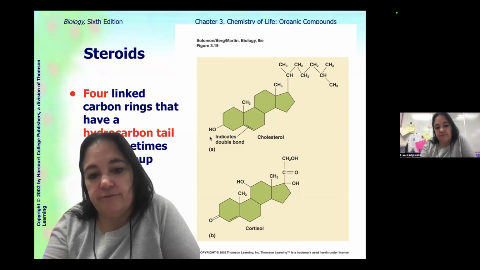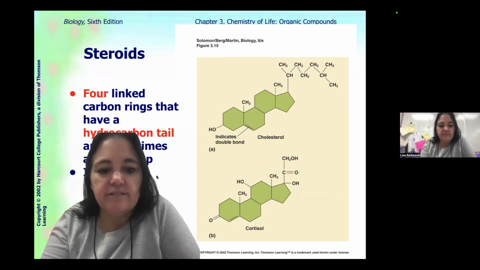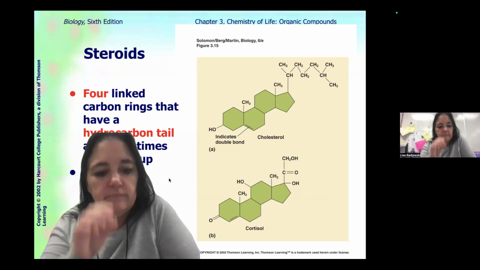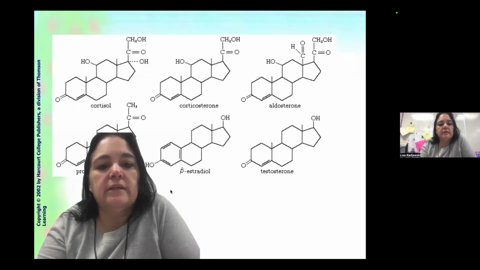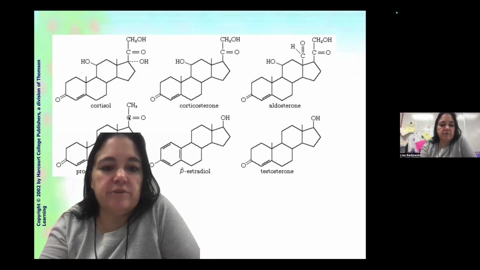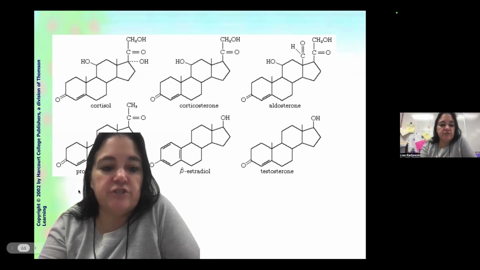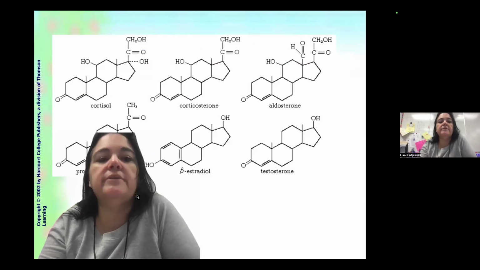Sometimes they'll have a hydroxyl group, which is right here. You should be able to recognize a hydroxyl group. Steroids are important signaling molecules, and they can be hormones. All right, there's a picture of some of them. You can see they all look similar. 4 fused rings with a chain coming off of one end. Testosterone is an example. Progesterone for females is another example.